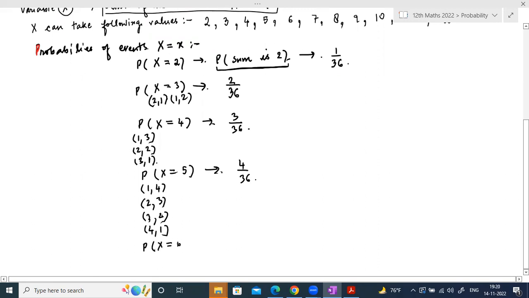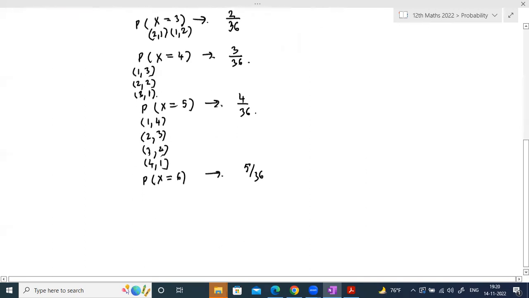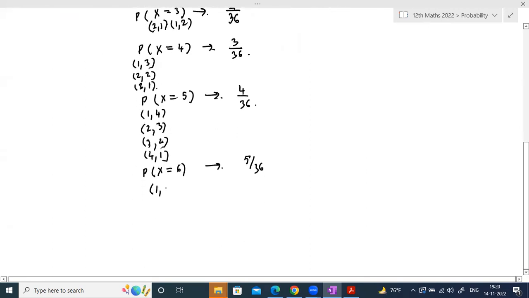Let's see. 6 का 1 5, 2 4, 3 3, 4 2, 5 1. 5 1. Let's go ahead. X is equal to 6 तक हमने कर लिया.